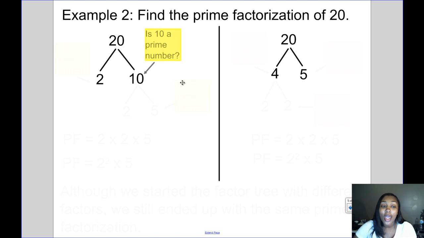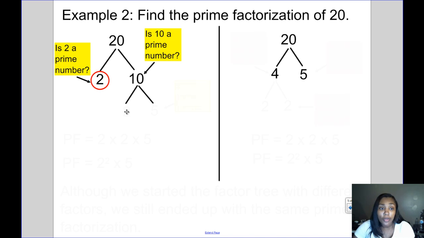So again, I have to be asking myself, is 10 a prime number? Well, we know that 10 is not a prime number because it has more than one factor pair, so we have to keep going. And then I have to ask, is 2 a prime number? Well, 2 actually is a prime number, so we're going to circle the 2 and we're going to stop. So then we have to ask ourselves what multiplies to give us 10. Well, we know we can multiply 2 times 5, and that will give us 10.